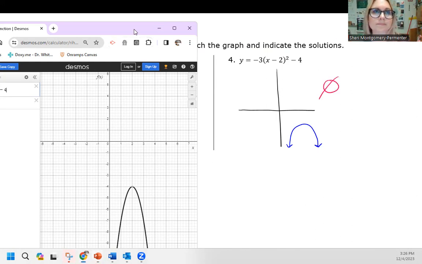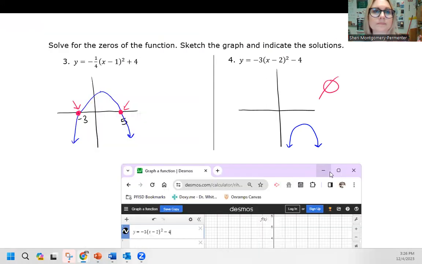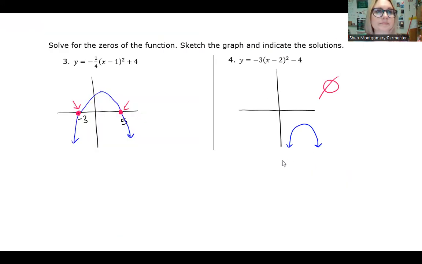No solution. The solutions are only in the x-axis, right? Correct. They're only the places where they cross the x-axis. The one on your district assessment isn't like this, but we need to know what would happen if it looked like this. It's no solution.